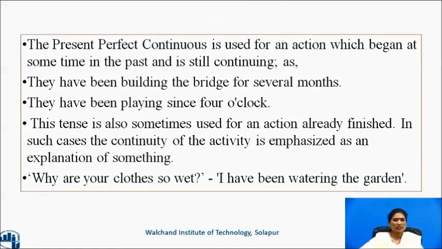The present perfect continuous tense is also used for an action which began at some time in the past and is still continuing. For example, they have been building the bridge for several months. They have been playing since 4 o'clock.